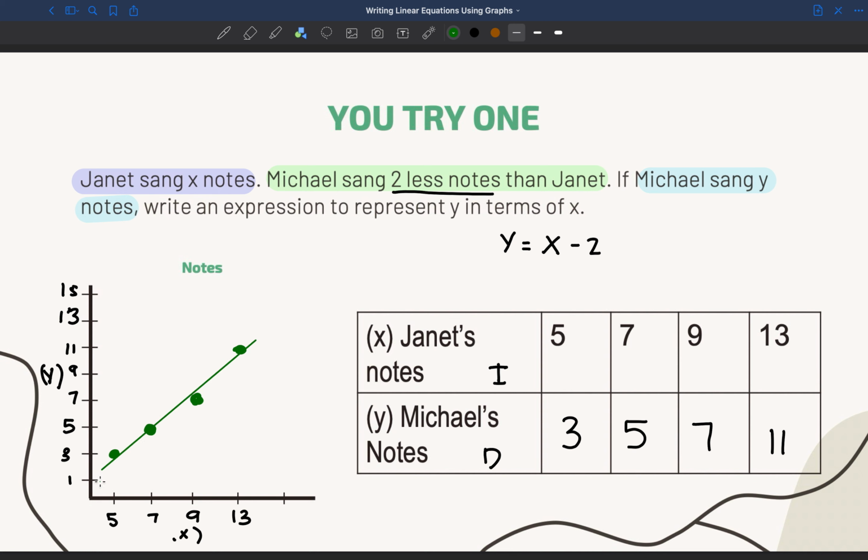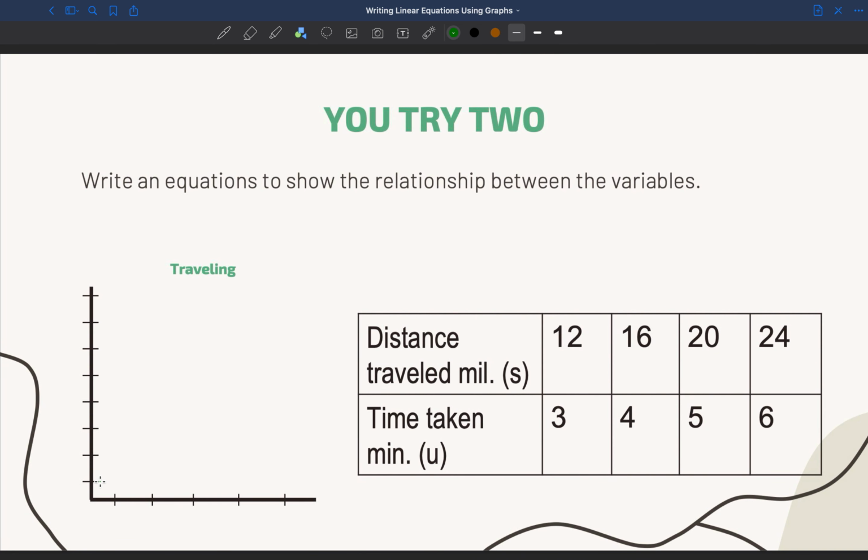And there we go. There's You Try number 1. Lastly, looking at You Try number 2, it says write an equation to show the relationship between the variables. If you want to go ahead and stop the video, try solving this one on your own, and we'll come back and see if we have the same answer.